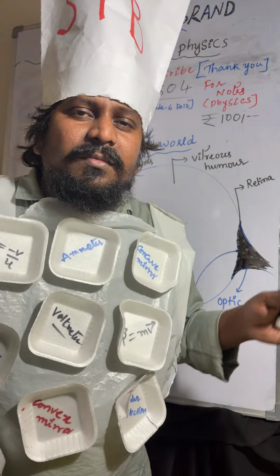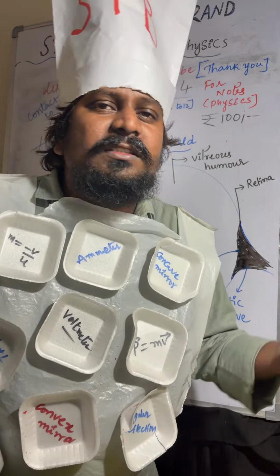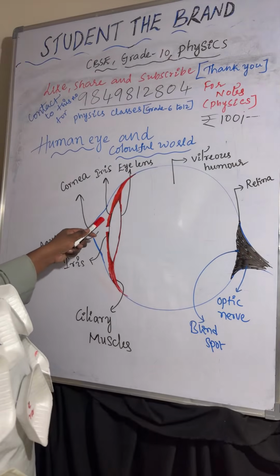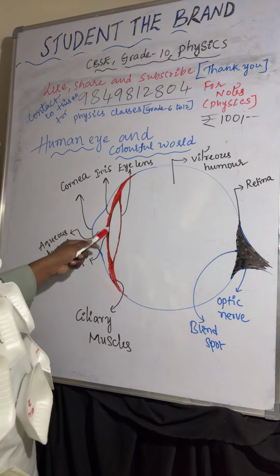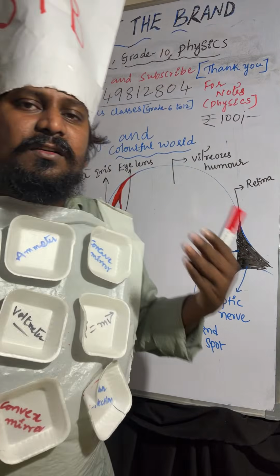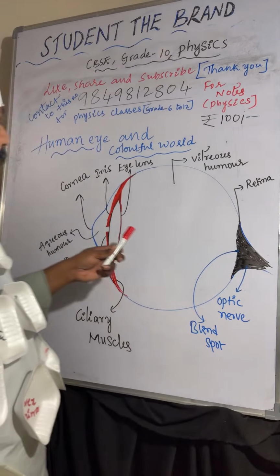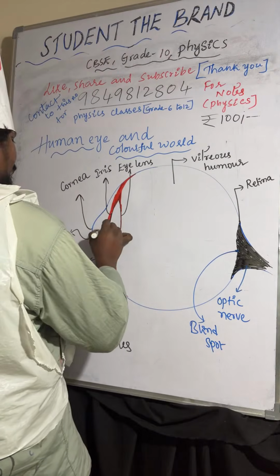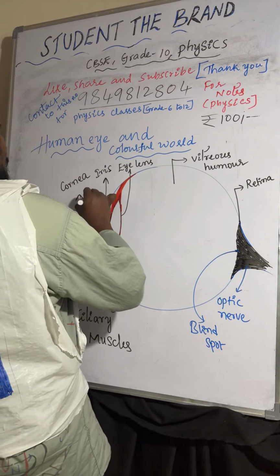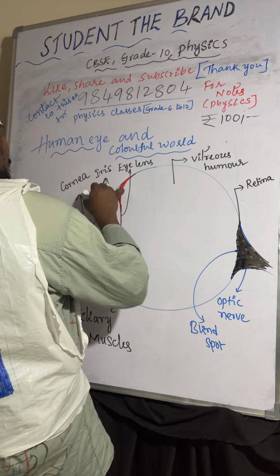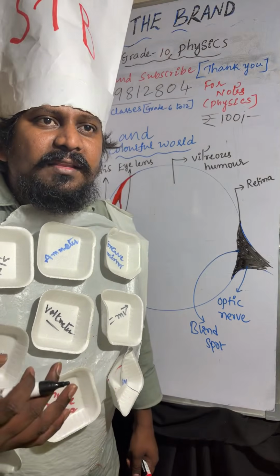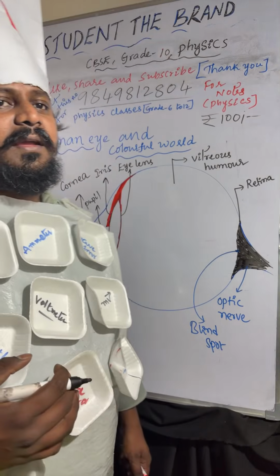And coming to the iris. The iris is a dark muscular diaphragm which controls the size of the pupil. This is the iris. And this is the pupil, this gap. The pupil will control and regulate the amount of light entering into the eye.